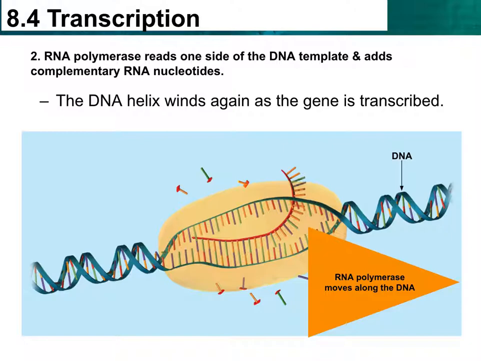Step two in our power notes would be that RNA polymerase reads one side of the DNA template and adds complementary RNA nucleotides to make a strand. After that, it doesn't really follow step by step 3, 4, 5, 6, and 7 that are on your paper. So I'm just going to point a couple things out to you.